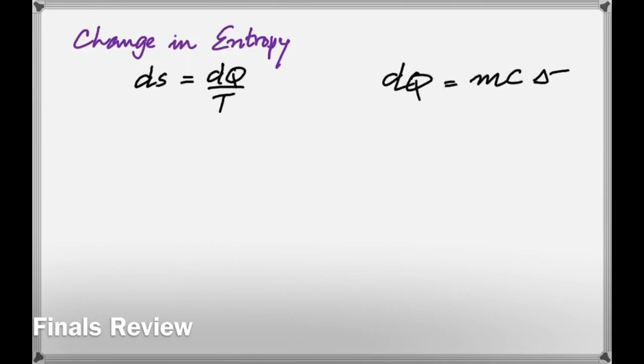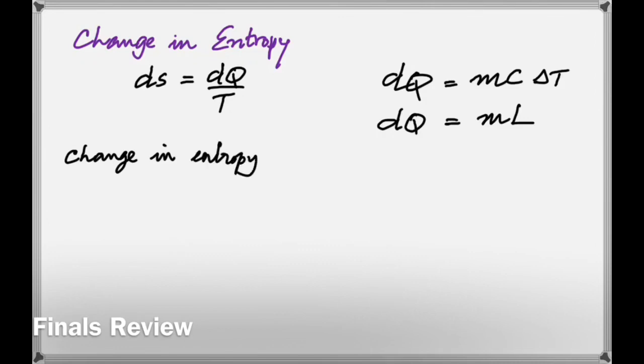And dQ could be mc delta T. What is that? If you're heating or cooling, isn't that what you use? Mass times, what's the c? Specific heat. What's this? Change in temperature. Or if it's a change in phase, dQ would be mass times the latent heat. Now, major mistake, there's no change in temperature there, remember. So two formulas for dQ.